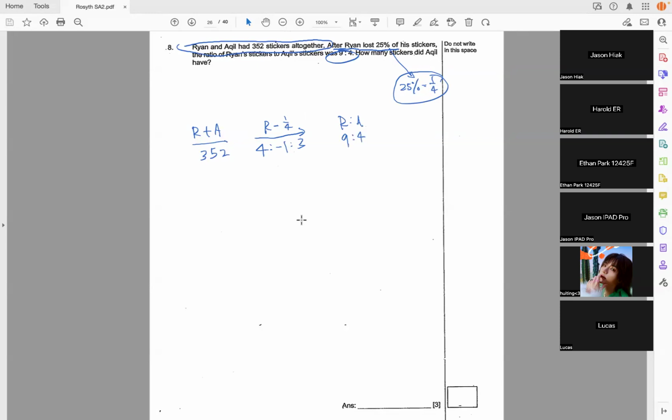Now let's look for common base. The common base will be Ryan in the end, which is the value of 3 and 9 has to be the same. This number and this number has to be the same. That's the Ryan in the end. So make it 9 times 3, 3 times 3. So the common base is done.